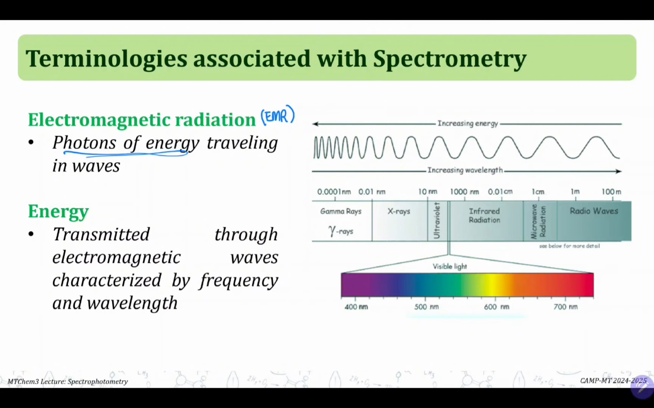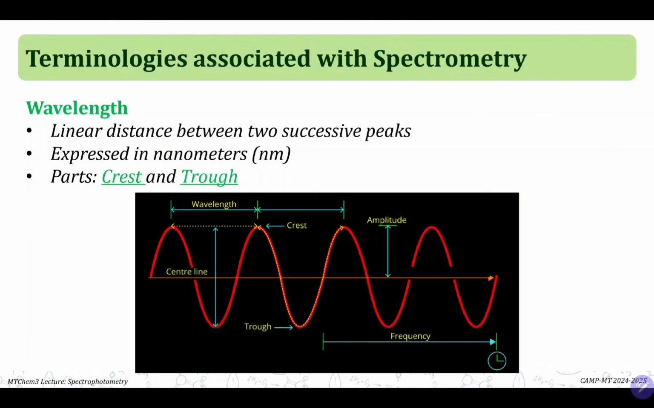Okay, we will be talking about waves because your light travels through waves. Now the energy that we are pertaining to in this topic is transmitted through electromagnetic waves that is characterized by frequency and wavelength. Okay, you now have your two terms. You have your wavelength and frequency. Let's discuss first what are wavelengths. When we say wavelengths, this is the linear distance between two successive peaks.